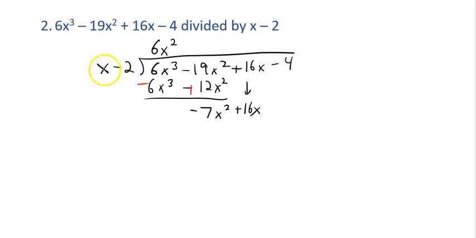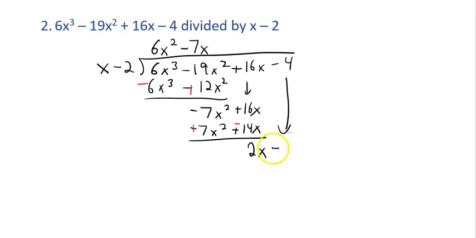In this case, what do I multiply by x to get negative 7x squared? It will be a negative 7x. Multiply by both things. So get negative 7x squared plus 14x. Change my signs. When I add down, the first part goes away, and then 16x minus 14x would just be 2x. I bring down the negative 4.